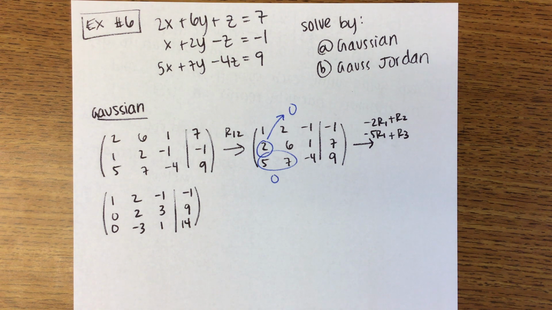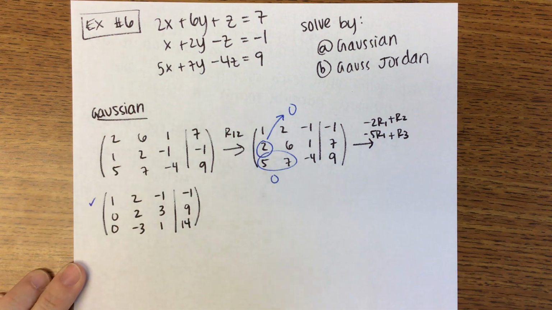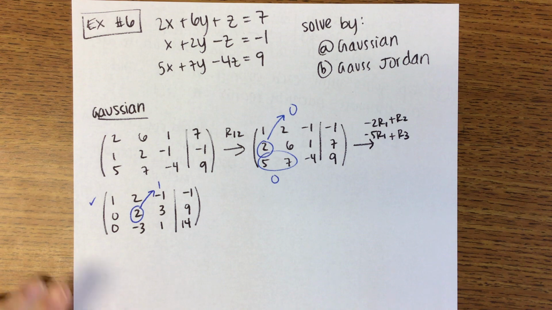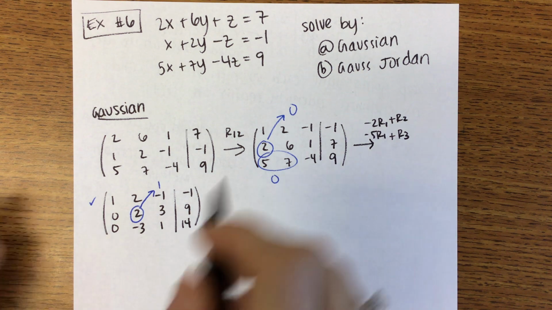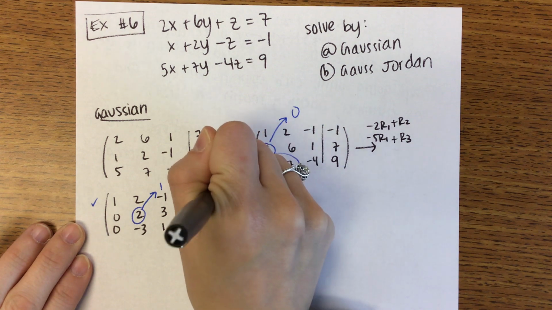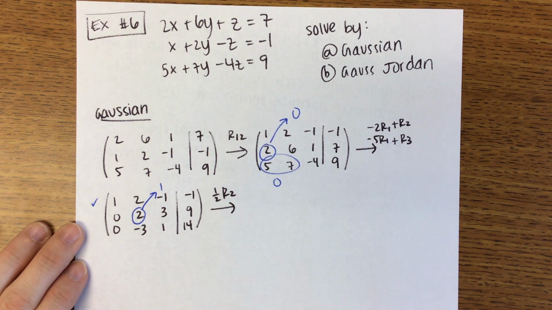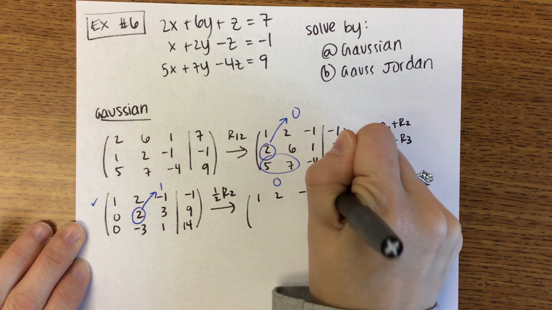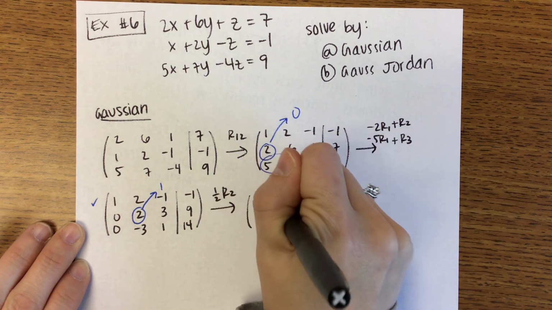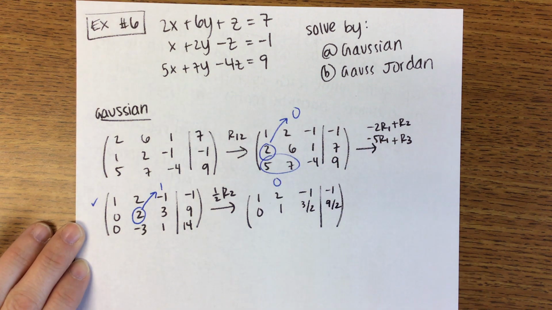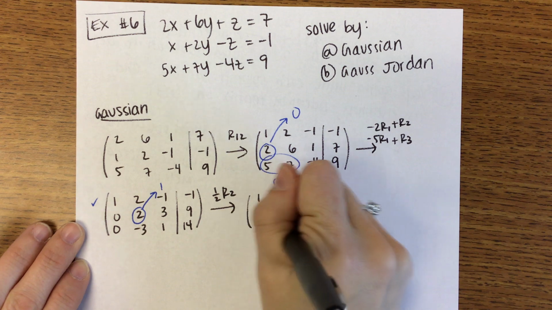Okay. First row is good. Second row is almost good, except we need that to be a 1. So that's what we're going to handle next, is dealing with the second row. So I'm going to take the second row and multiply by 1/2. So I'll have 0, 1, 3 over 2, 9 over 2. And then last row stays the same.